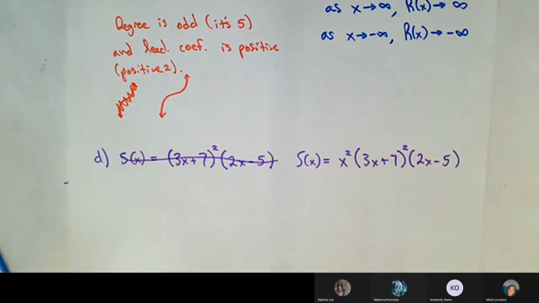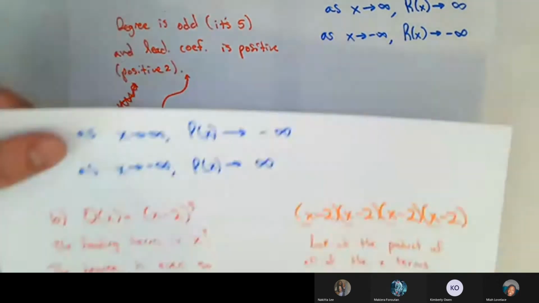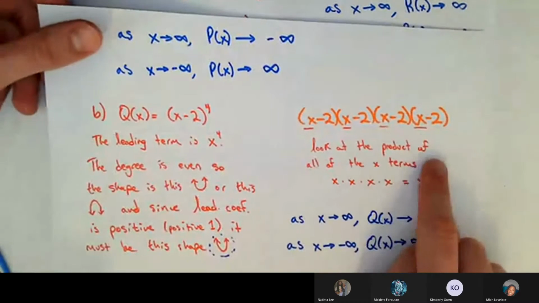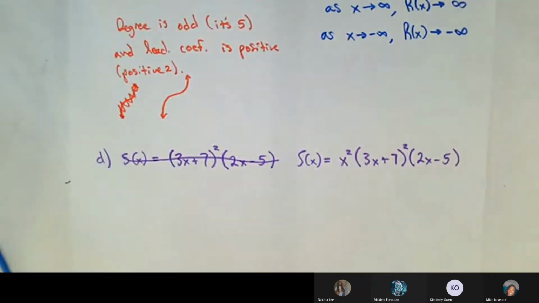So it's still S of X. So this, again, is one of these things that looks awful. Like, how do you know what the leading term is? You feel like you may have to unpack all of it to be able to tell what the leading term is. But keep in mind, all you have to do, like this one, is look at the product of all of the X terms. So how do we do that?